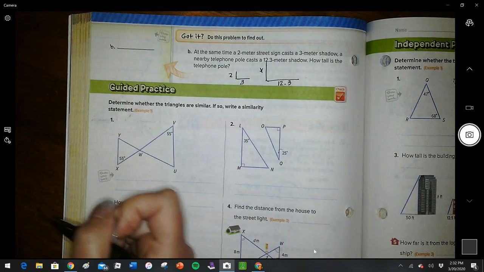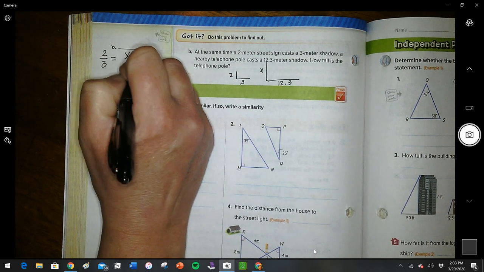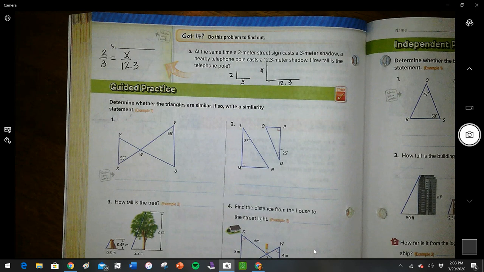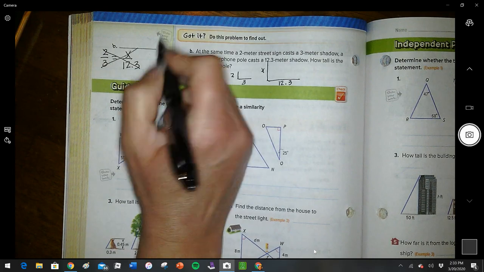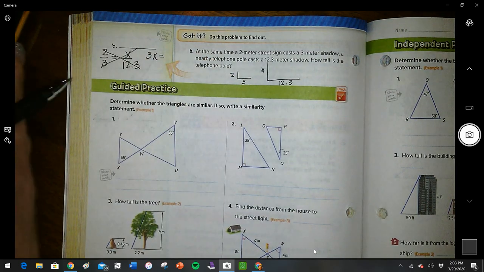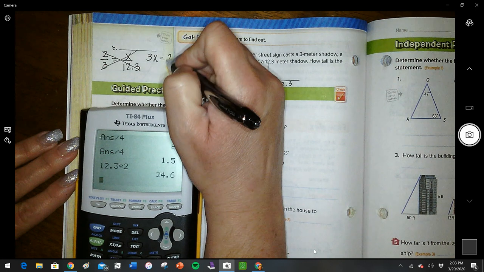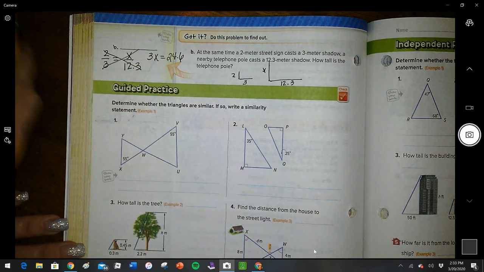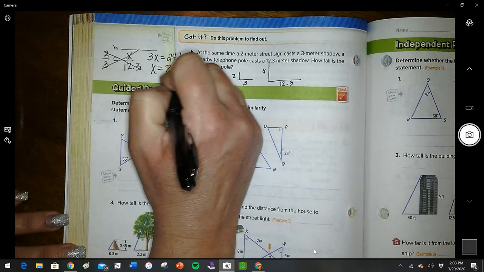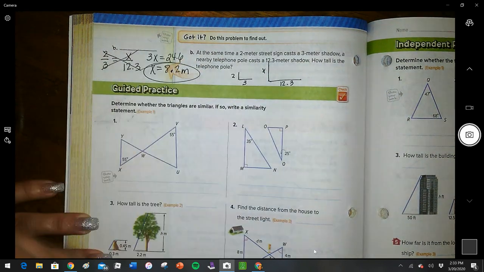You can set up your proportion and it's going to look just like that. So 2 over 3 is going to equal x over 12.3. Let me get my handy dandy calculator. I know that 3x is going to equal 12.3 times 2, which is 24.6. And when I divide by 3, I get 8.2. And so it looks like my telephone pole is 8.2 meters tall.